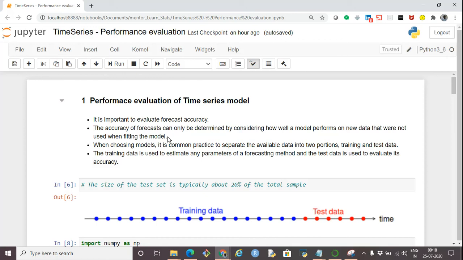When choosing the models, it is common practice to separate the available data into two portions. So training data and the test data. The training data is used to estimate any parameters of a forecasting method, and the test data is used to evaluate its accuracy.